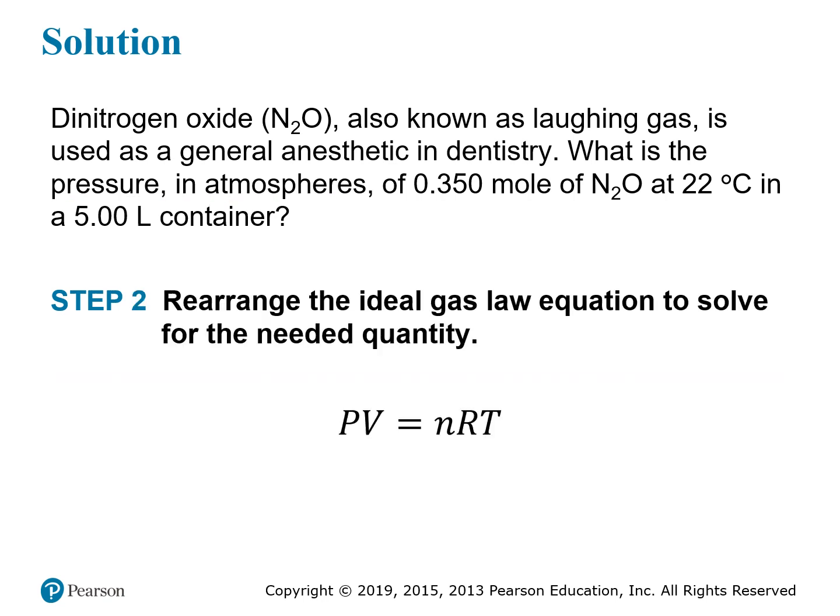The next step is going to be to rearrange the ideal gas law to isolate the variable that we're looking for. In this case, again, we're looking for the pressure, so we're going to want to get P all on its own. To do that, it's very simple. You just divide both sides by V, and that cancels out. And so you end up with P equals nRT divided by V.